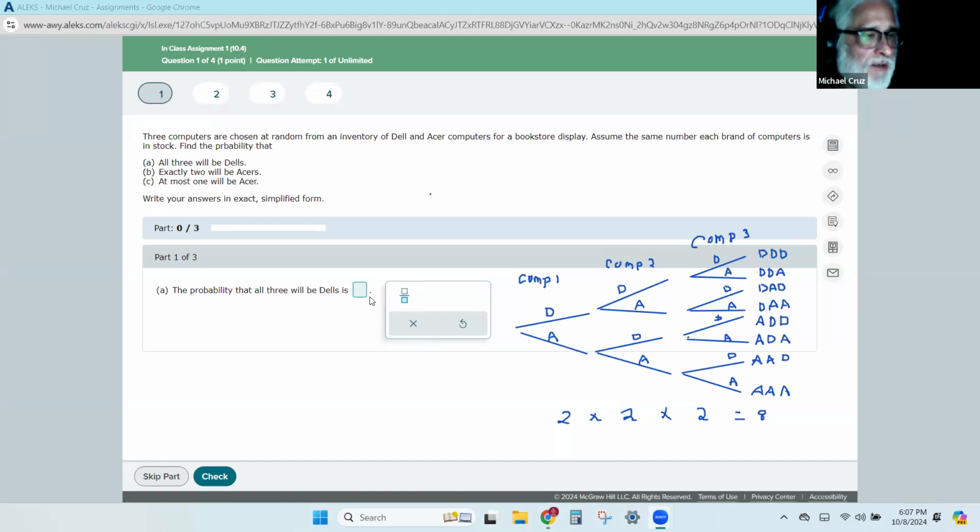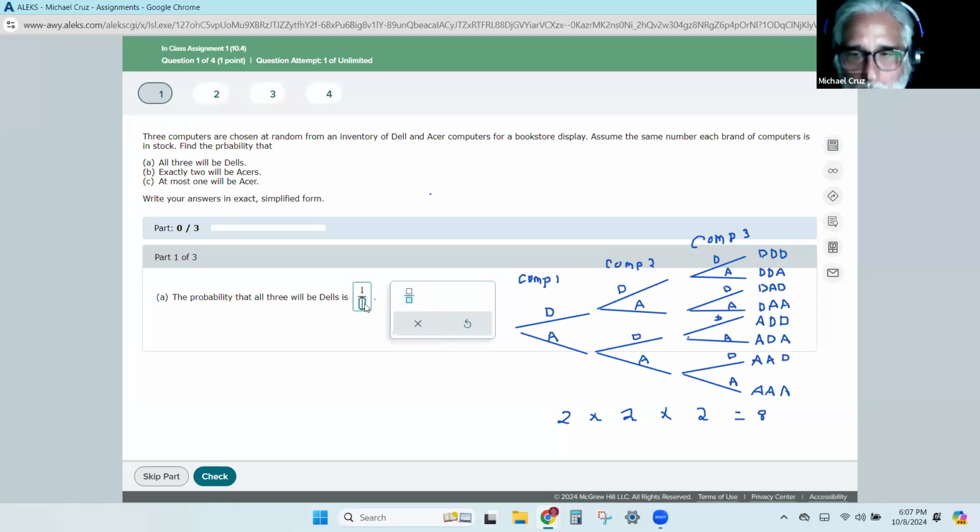All right, so now let's answer these questions. All right, so the probability that all 3 will be Dells, well, how many are all 3 Dells? Well, the D is Dell, and there's only one of those, D, D, D, out of the 8. So 1 over 8. Only one with all 3 Dells. All the other ones have an Acer in it somewhere.